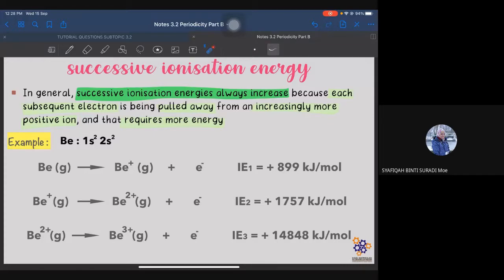So dekat sini kita tahu in general, successive ionization energies always increase. So apa maksud successive ionization energy ni? IE1, IE2, IE3, IE4, IE5 sampailah habis semua elektron kita remove from that atom. So itu kita panggil successive IE. Okay. Maksud kat sini, kenapa successive IE always increase? Because each subsequent electron is being pulled away from an increasingly more positive ion and that requires more energy.